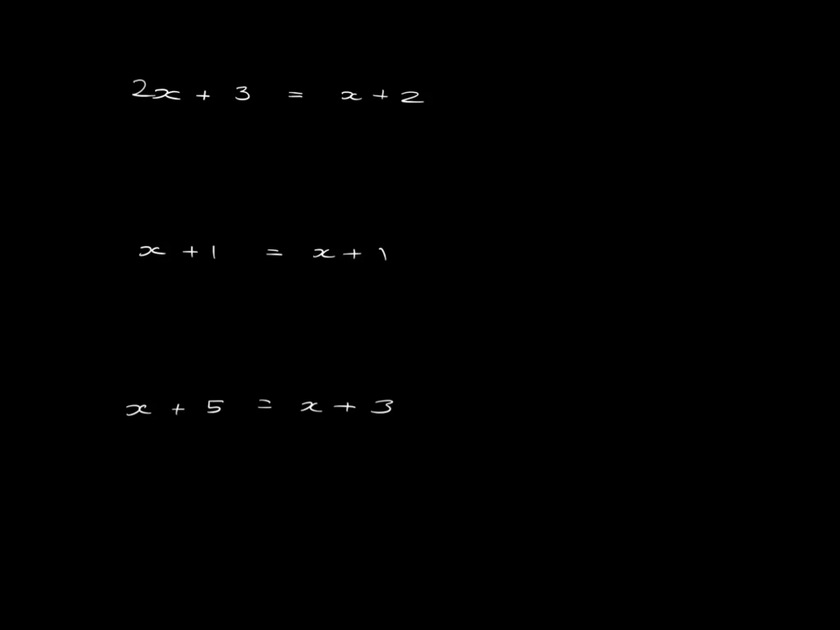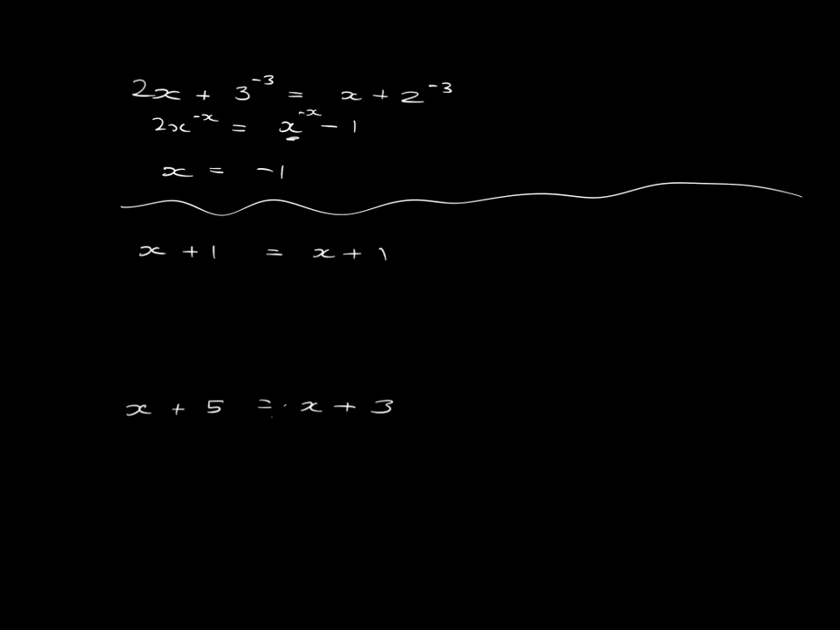So we want to be able to get rid of this 3, so we're going to subtract it. And so we'll get 2x is equal to x minus 1. And then we want to get rid of the x from this side, so we'll subtract the x from here, we'll subtract it from there. 2x minus x gives me x, and here we'll just have minus 1. So we've solved our equation. We know that x is minus 1. So that was a very simple one that we've been used to all along.